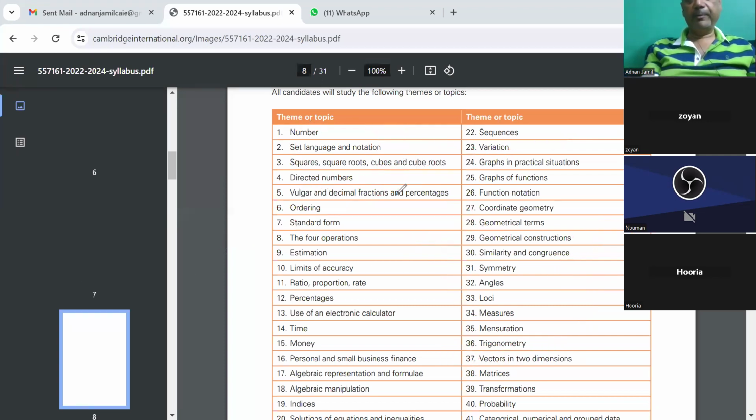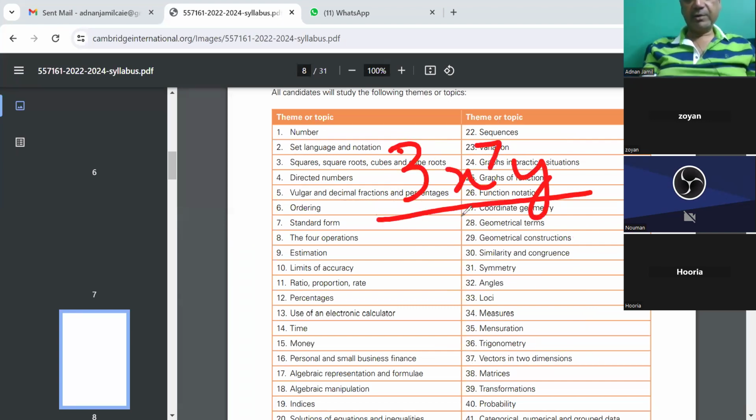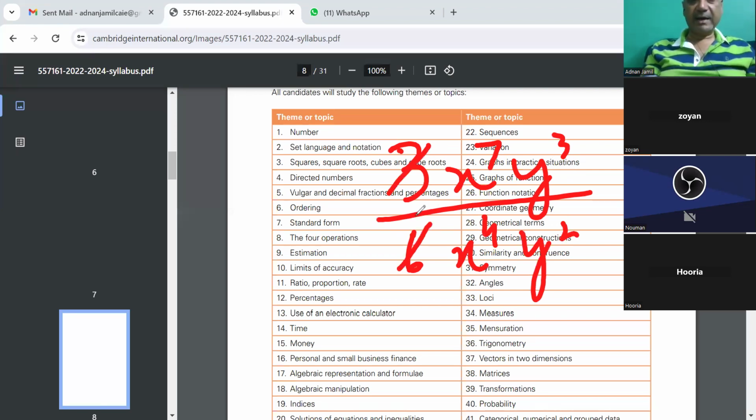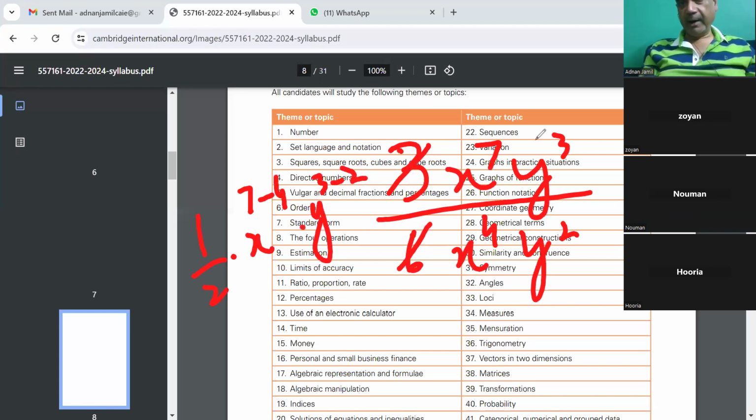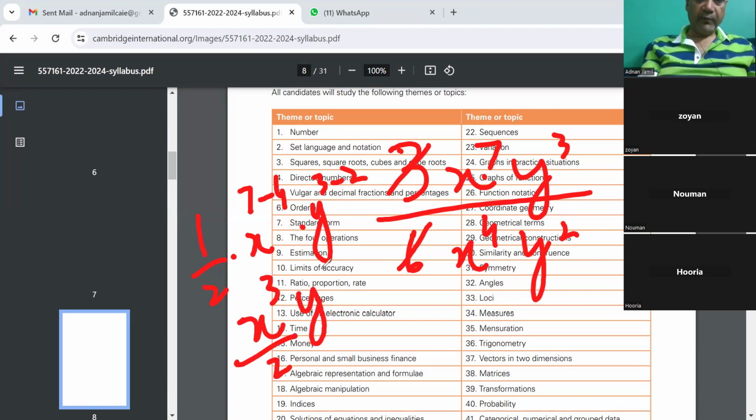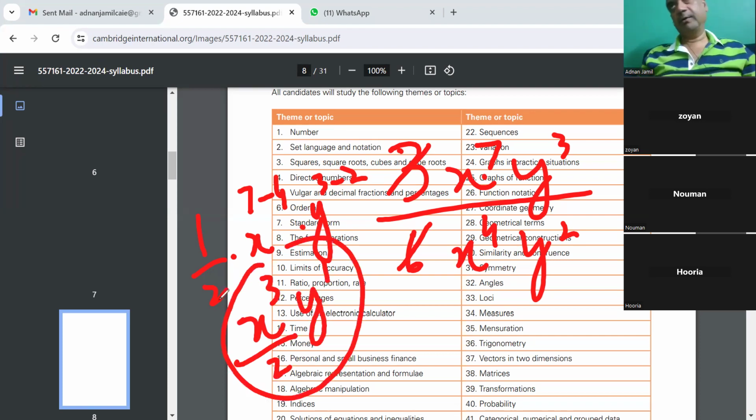You should know how to manipulate indices. I gave a very easy question. For example, I gave a question like this, and you people have to solve it. It was very simple, like 3 and 6 cancel out. We are left with half. x to the power 7 minus 4, y to the power 3 minus 2. We apply the rules of indices. When the same bases are multiplied, powers are added. When the same bases are divided, powers are subtracted. So we get x to the power 3 upon 2, y to the power 1. This is your answer.